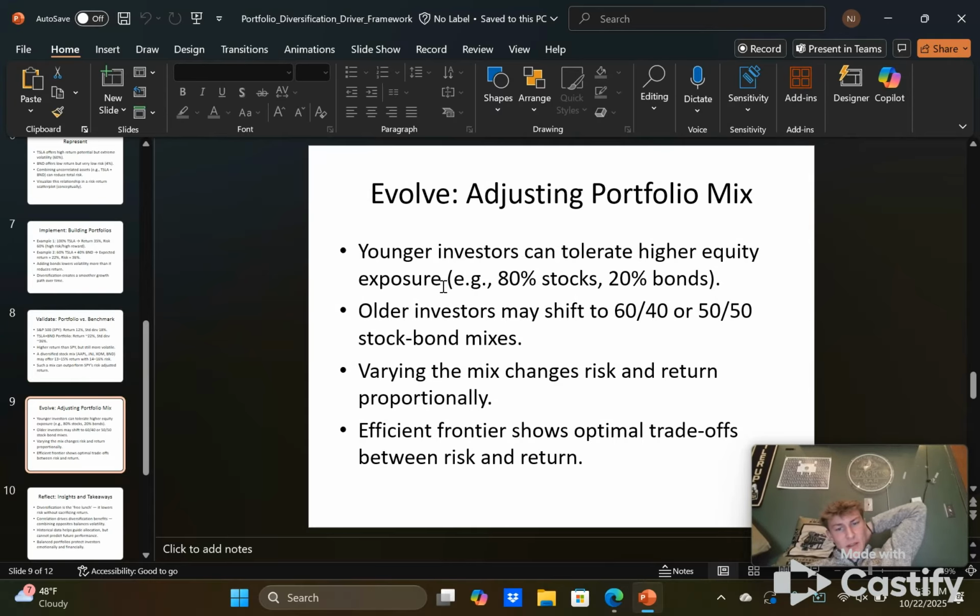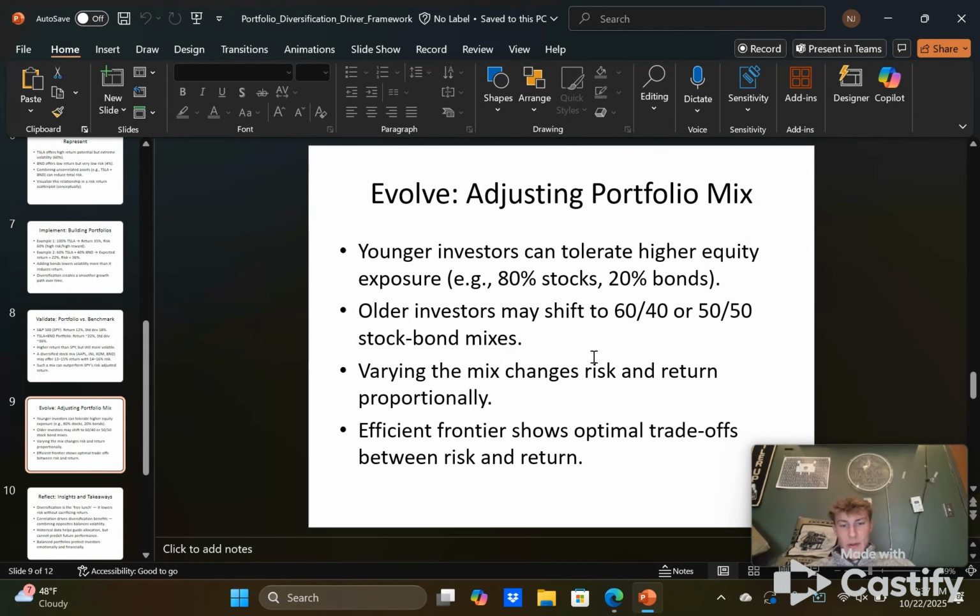So younger investors can tolerate higher equity exposure. That's true. Older investors may shift to 60-40 or 50-50 stock-bond mixes. Well, younger investors are going to make more money down the line, so this is true what I noted down. There's a little more risk for younger investors, which they don't have a problem with because they see in their future that they have time to make more money.